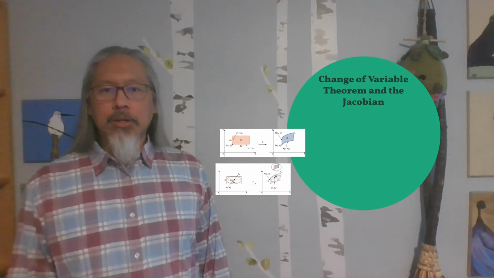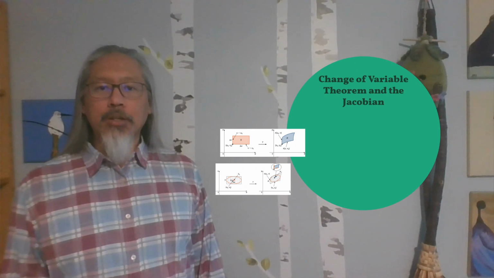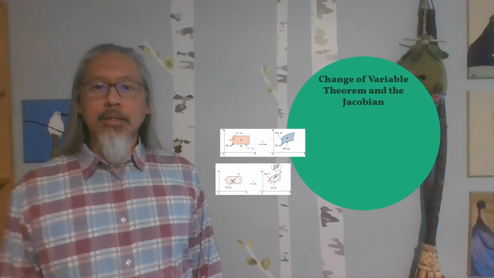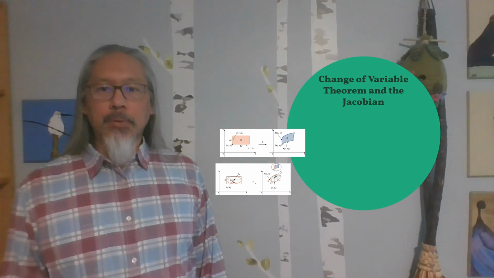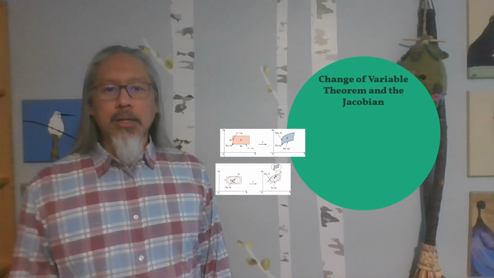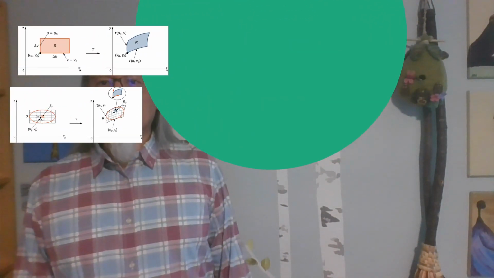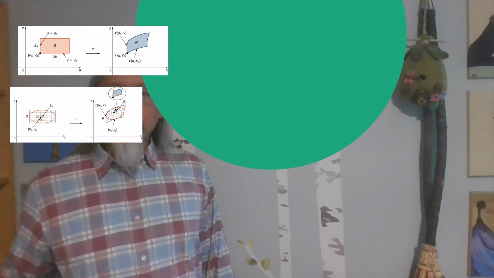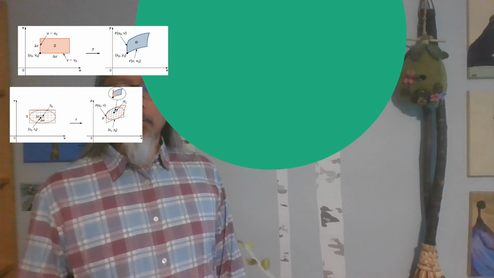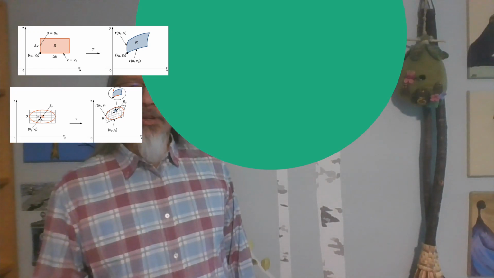When we change our variables x, y into r, theta in polar coordinates, or we change our x, y, z to r, theta, z in cylindrical coordinates, or change our x, y, z into rho, phi, and theta in spherical coordinates, we produced this extra r in polar coordinates and also in cylindrical coordinates. In spherical coordinates, we produced this extra rho squared sine phi.